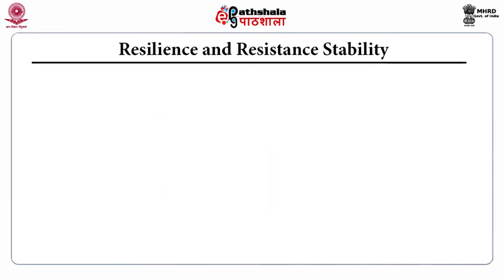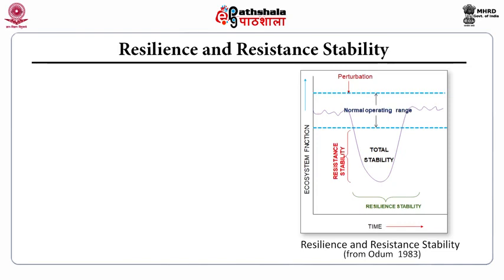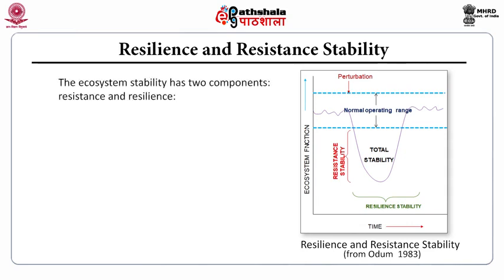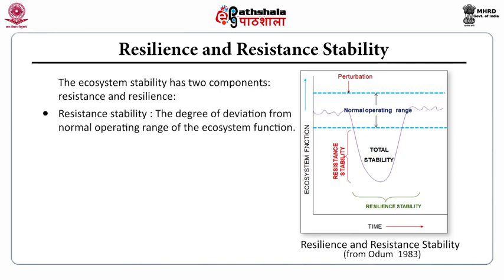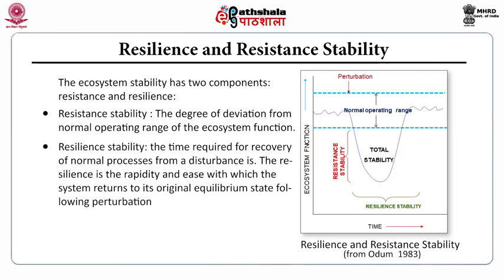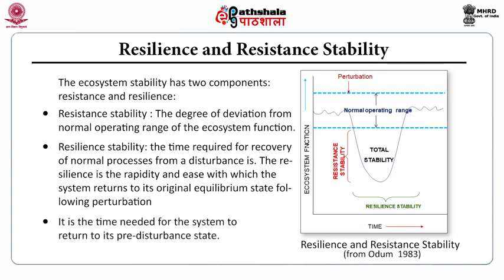So now we will discuss resilience and resistance stability in ecosystems. Ecosystem stability has two components, resistance and resilience. The resistance stability is the degree of deviation from the normal operating range of the ecosystem function. The resilience stability is the time required for recovery of the normal processes from a disturbance. Resilience is the rapidity and ease with which a system returns to its original equilibrium state following perturbation. It is the time needed for the system to return to its pre-disturbance state.